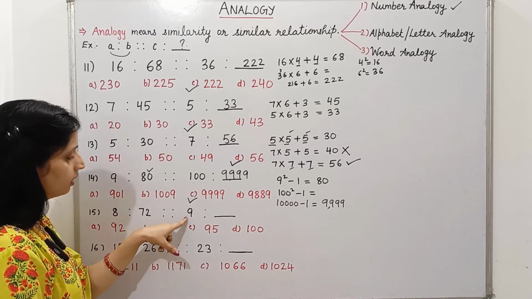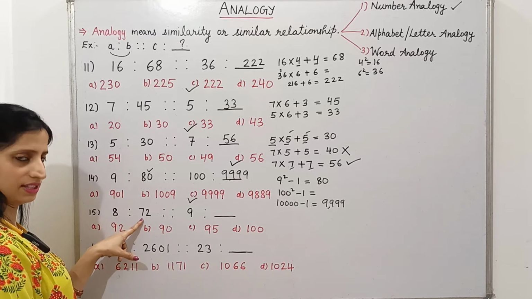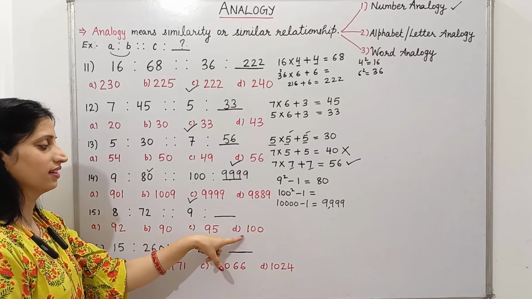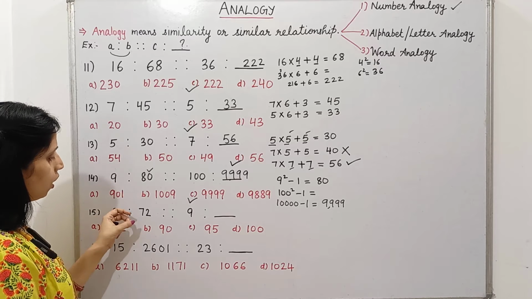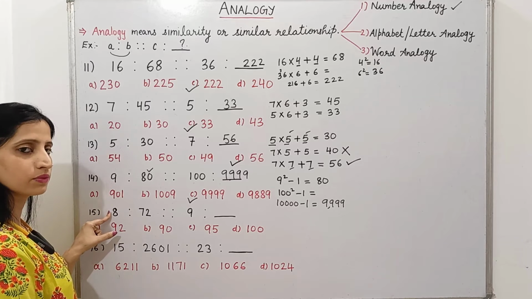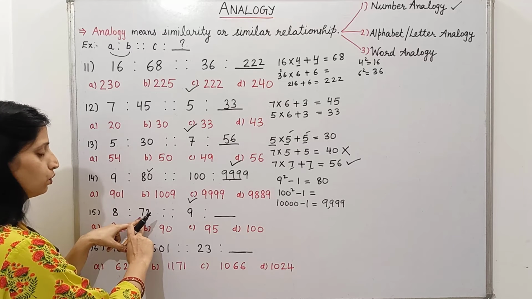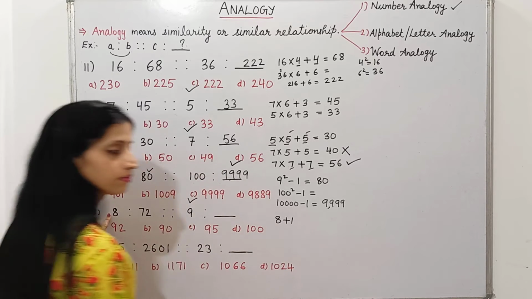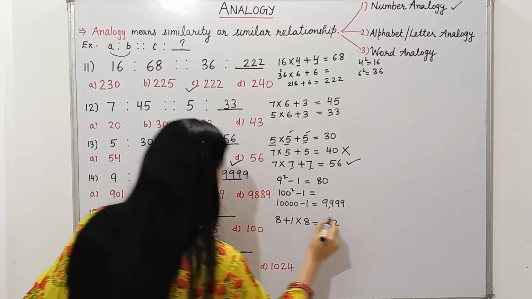Now come to the next one. 8, 72, 9 and dash. At first look we can see that 8 nines are 72, so 9 nines will be 81. 81 is not here. So this type of relationship will not work. There will be some other relation. Now how can we get 72? If we add 1 to 8, 8 plus 1 is 9. And if we multiply 9 by 8, we get 72. So let's check. 8 plus 1 is 9. 9 multiplied by 8 is 72.